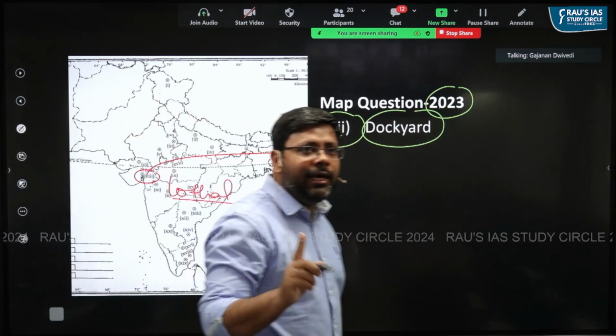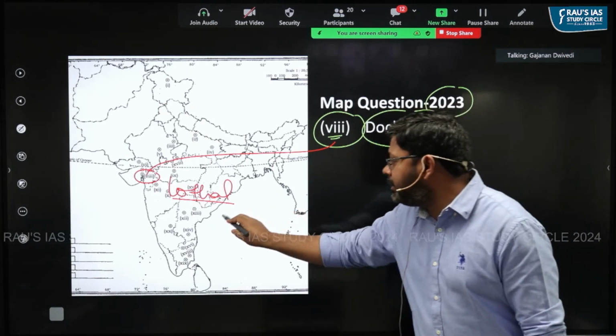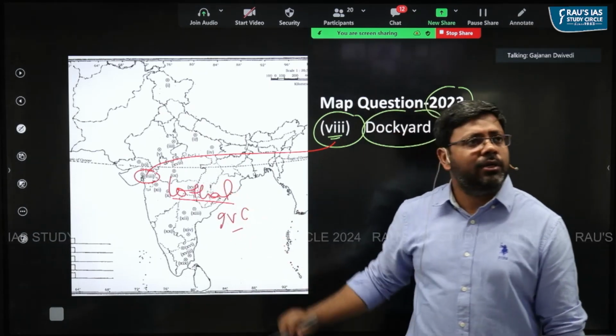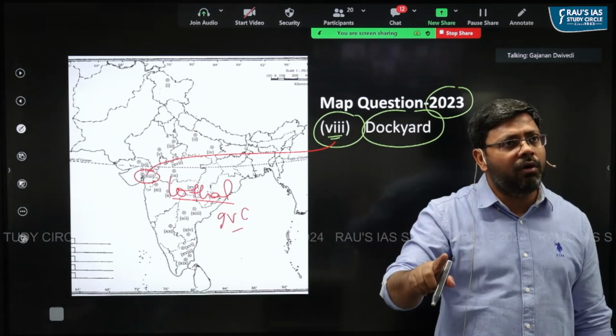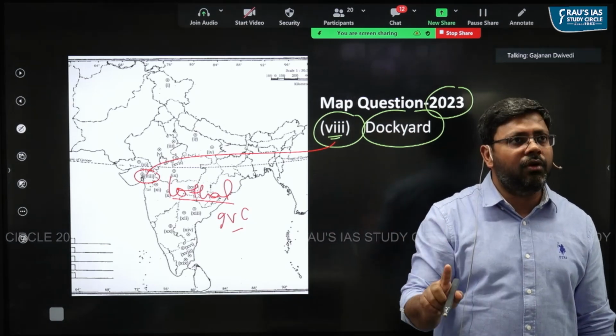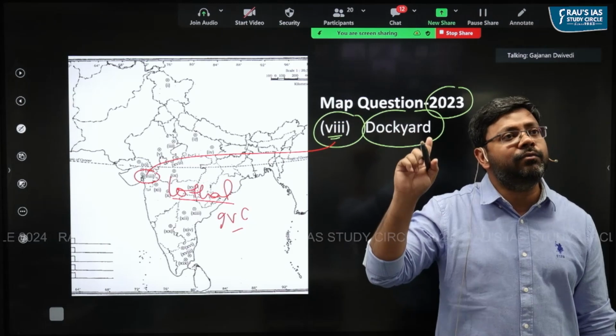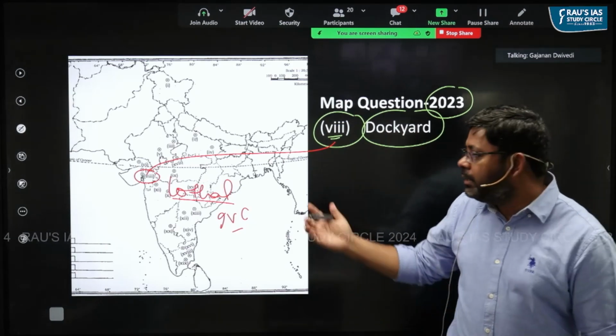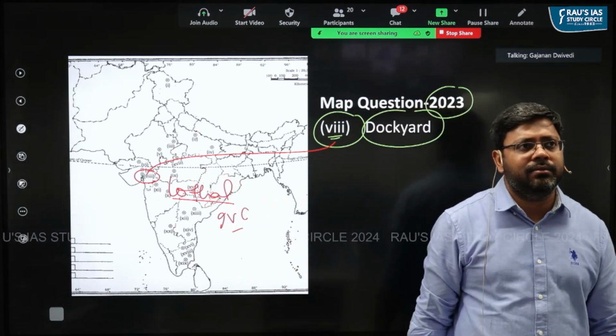In Lothal, in IVC, we have found a dockyard. The earliest evidence of a dockyard in the ancient world, that is a tidal dockyard, comes from Lothal, an IVC site.